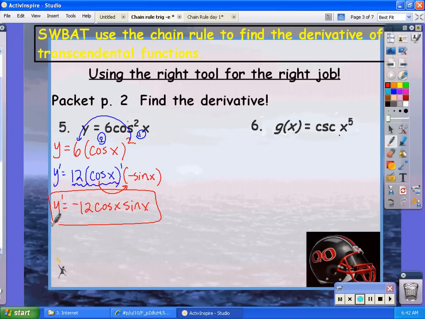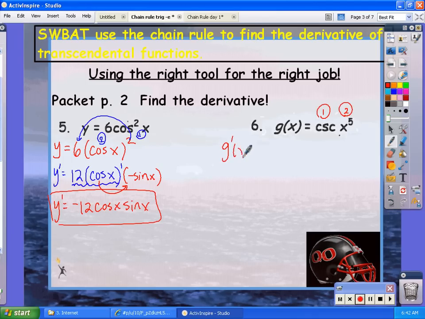Problem number 6, I wanted to highlight the difference between what you see here. Notice this time that the power is on the angle. It's not written up by the function. So this time the angle would be raised to the 5th power, and then we would take the cosecant. Notice in problem number 5 that the power was written on the trig function, meaning that the whole quantity was to that power. So make sure that you understand the difference between those two expressions. So in this particular case, the outside function is the cosecant and the inside function is the angle.